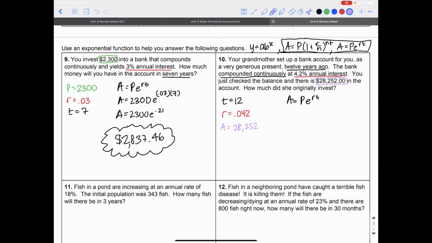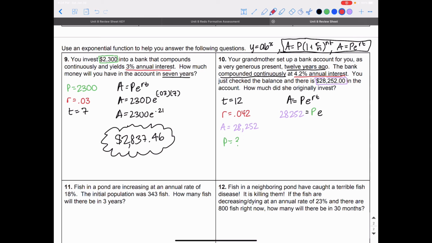And I want to know how much your grandma originally invested for you. So I want to know what P is. I don't know what P is, I have to solve for it. I'm plugging in A is 28,252. I'm leaving P to represent the principal, or the original investment.